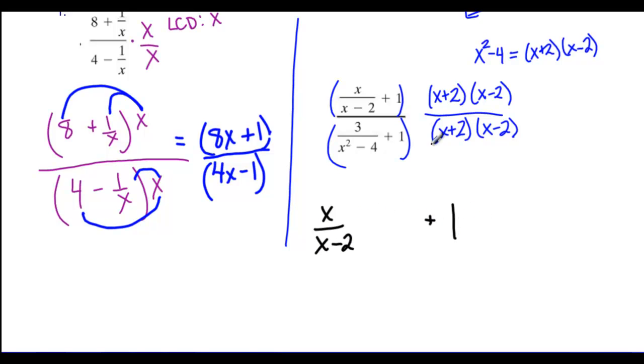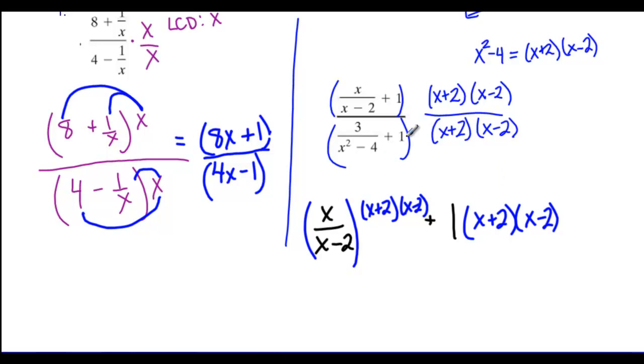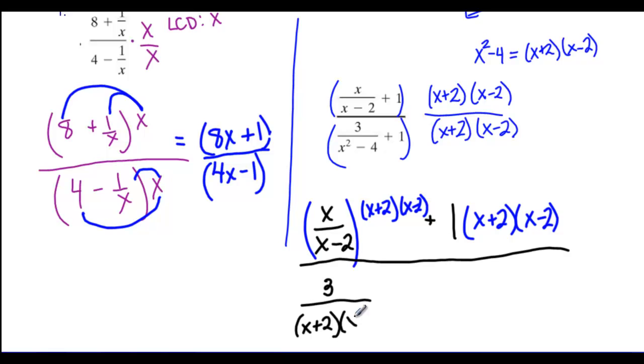So here's the original top half, or numerator, and then we need to make sure that we're multiplying that by x plus 2, x minus 2, and that's going to be true for both terms. And we're going to do the same thing in the denominator, the bottom half. So we have that 3 over, and instead of this x squared minus 4, I'm going to go ahead and factor that into x plus 2, x minus 2. And again, we're having to multiply both of these by the x plus 2, x minus 2.